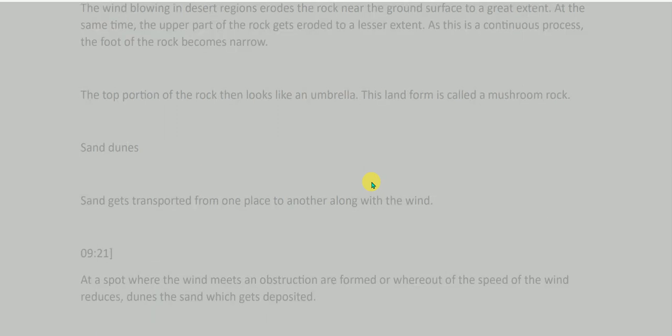The wind blowing in desert regions erodes the rock near the ground surface to a great extent. At the same time, the upper part of the rock gets eroded to a lesser extent. As this is a continuous process, the foot of the rock becomes narrow. The top portion of the rock then looks like an umbrella. This landform is called a mushroom rock.